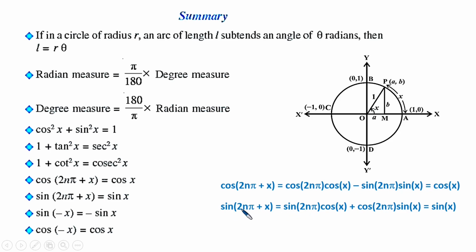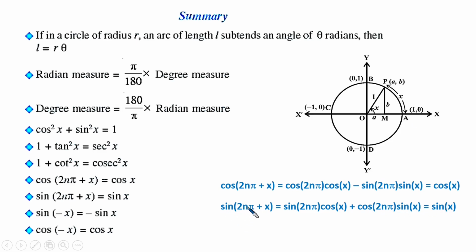Similarly sin of a plus b is sin a cos b plus cos a sin b. So here again, sin of 2n pi, the projection of this on the y axis is 0, so this gets cancelled, and cos of 2n pi is 1, we know it here, and this is sin x, so 1 into sin x.